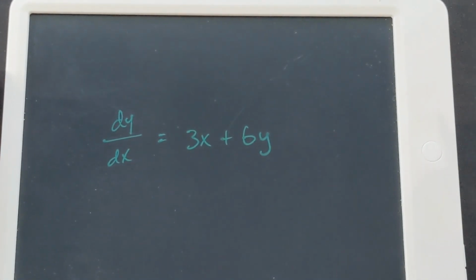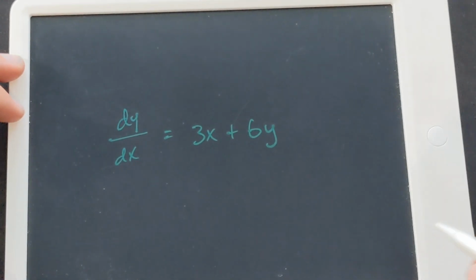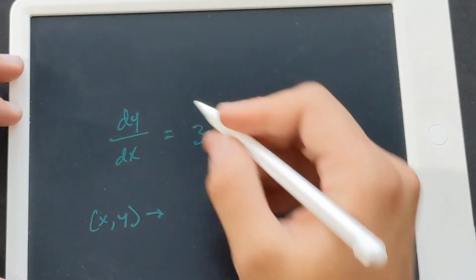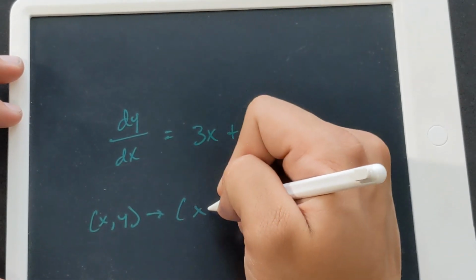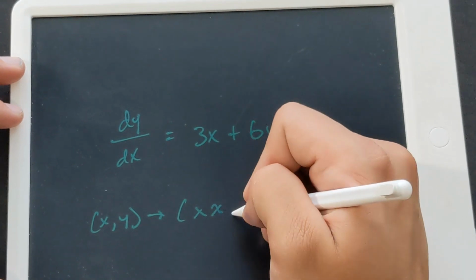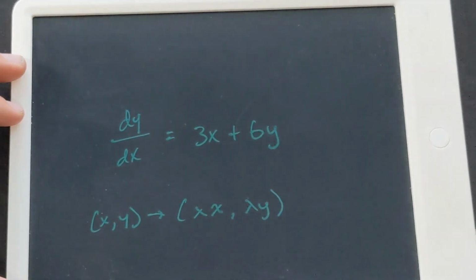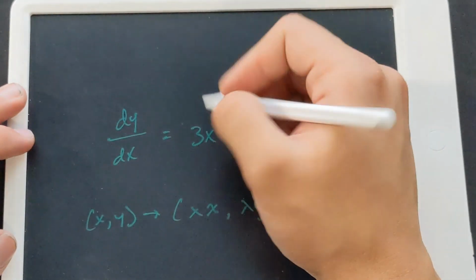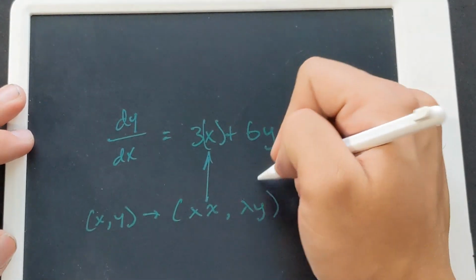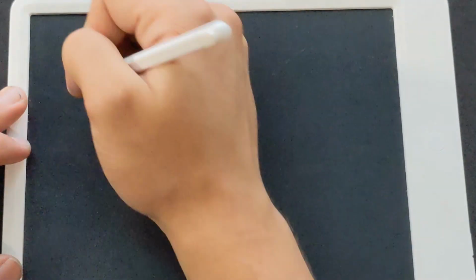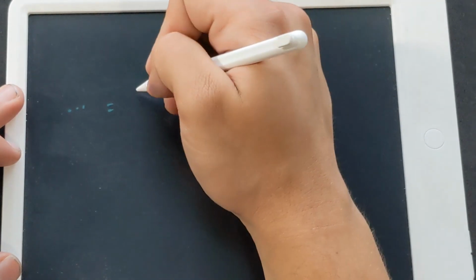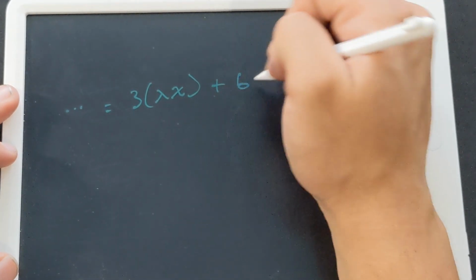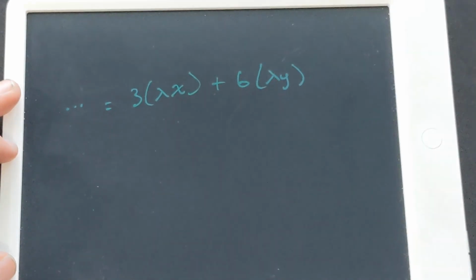Now the way we're going to test for homogeneity is super duper simple. We are going to take x and y, and we are going to scale them by some constant, lambda x and lambda y. Now here's what's going to happen. We're going to plug this in. It's as simple as it looks. We're going to plug this in and substitute in just like this. And when we do that, we get 3 lambda x plus 6 lambda y.